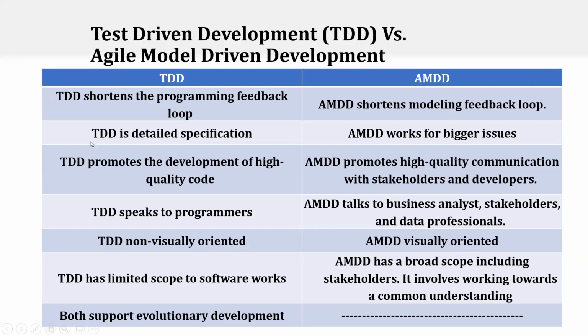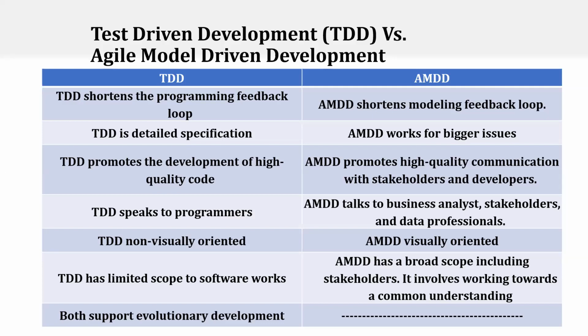So TDD is detailed specification. AMDD works on bigger issues. When you have bigger problems, you use AMDD. You cannot resolve all the bigger issues in one single go, in one single procedure. So you need iteration. You divide the bigger issue into small parts: in the first iteration you satisfy 10%, next iteration 10%, next iteration 10%. So at the end of all the iterations, you resolve all the bigger issues.